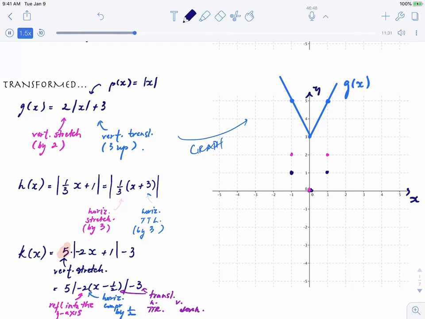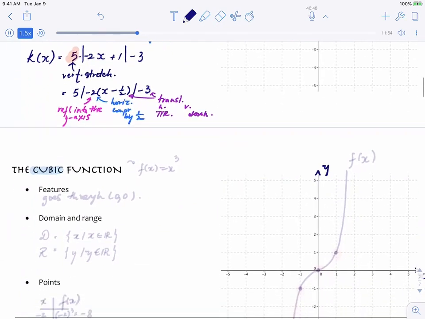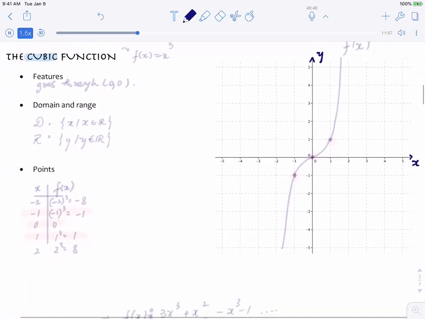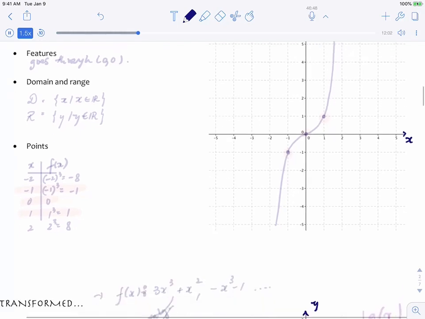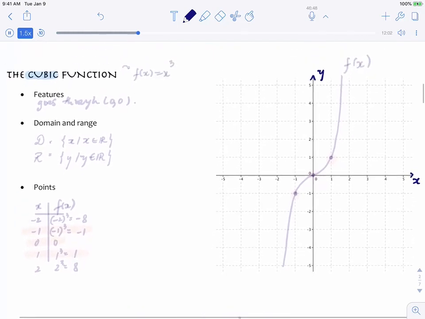Okay, so for these, all you have to do is be able to read off the transformations. Remember the general graph, right, the V shape? But there's no algebra involved like in the other functions, in the quadratic, the radical, etc. Okay, so now let's move to the cubic function.